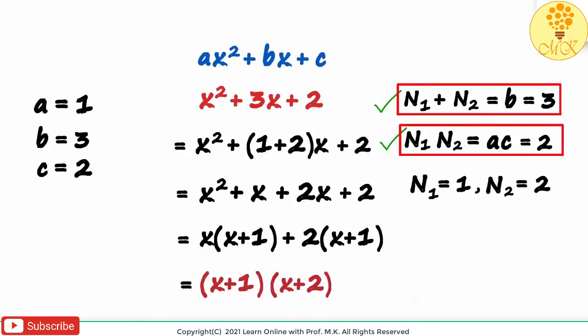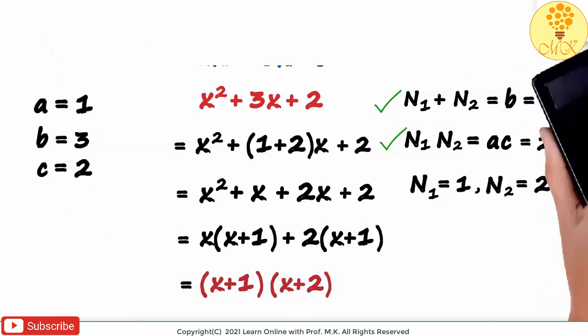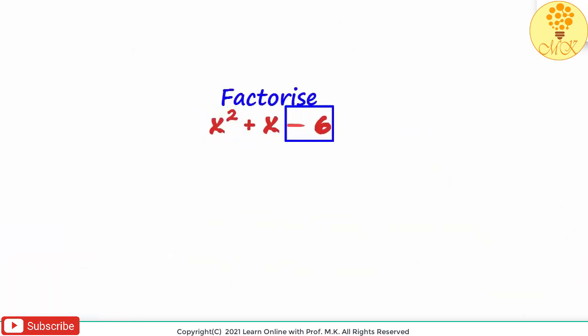Just remember these two conditions. Sum is b and the product is ac. Using the same concept, try and factorize this polynomial. X squared plus x minus 6. Hopefully you have the right answer. Let's solve it together and have a look.